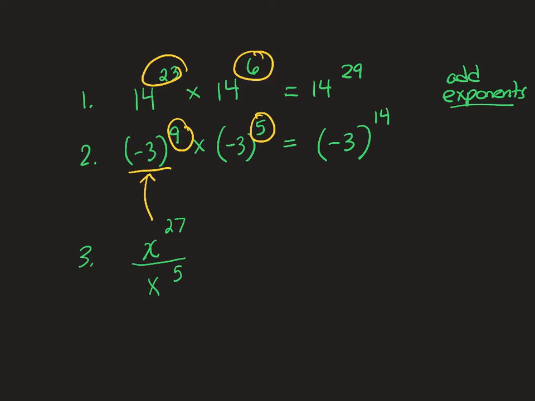I'm presuming you've thought for a minute. You would subtract your exponents. You're going to say 27 minus 5, and you keep your same base. So you'd have x to the 22nd.